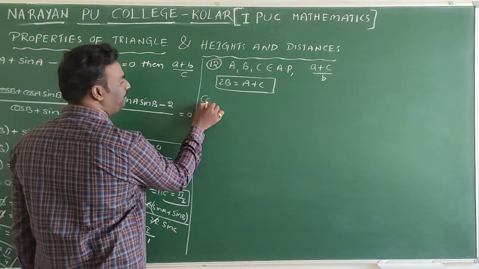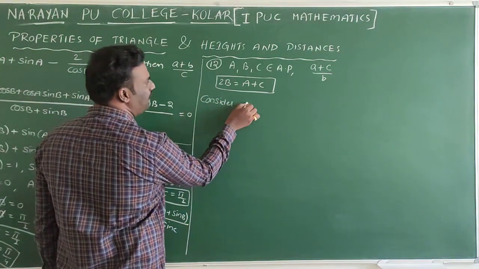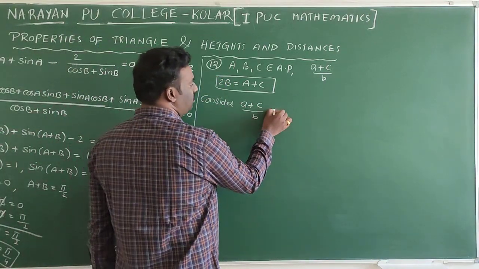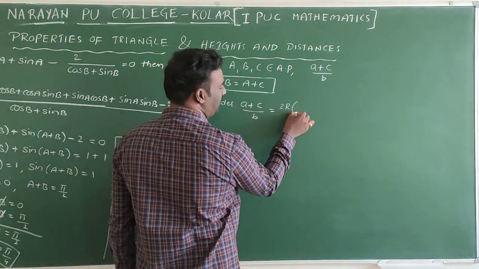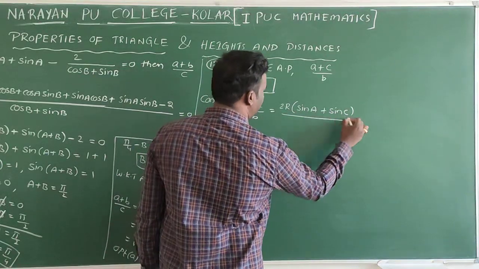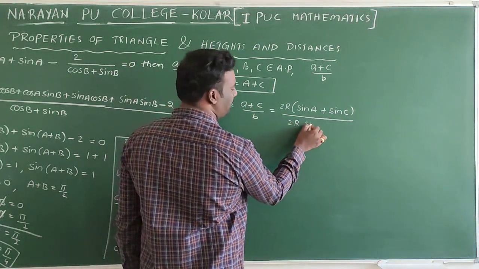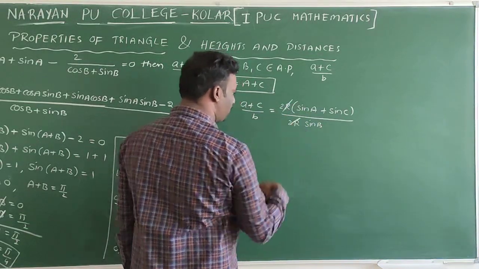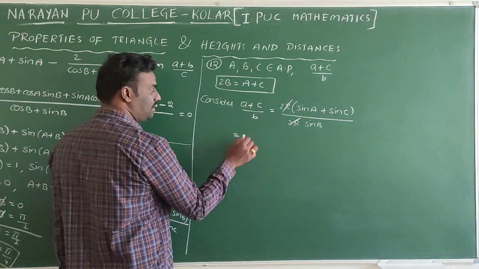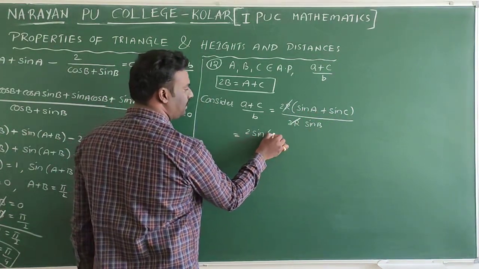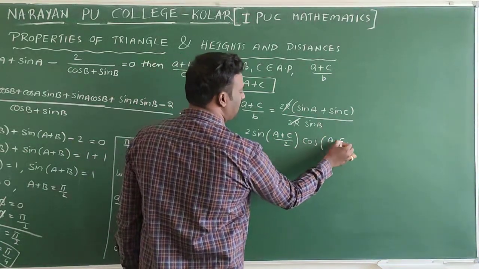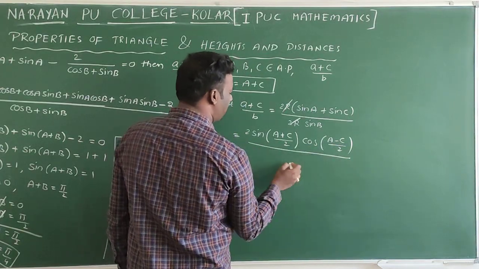Now consider the value A plus C by B. A means 2R sin A, 2R common. C means 2R sin C, so I will take 2R common. By B means 2R sin B. 2R gets cancelled. That equals to sin A plus sin C, 2 sin A plus C by 2 cos A minus C by 2. By denominator you write as it is.